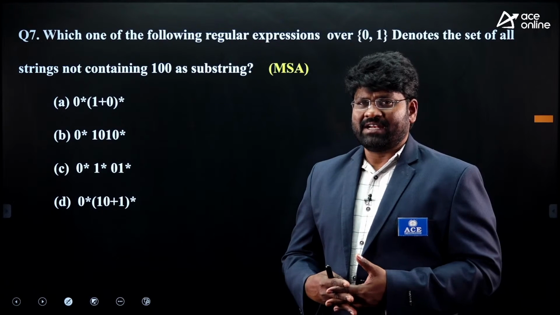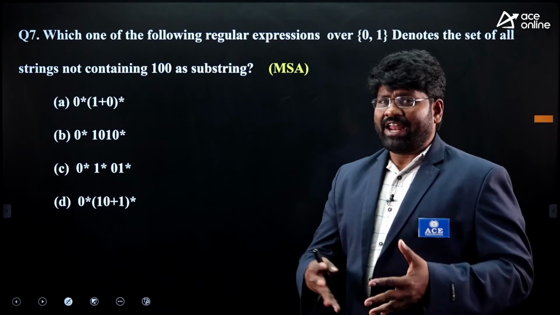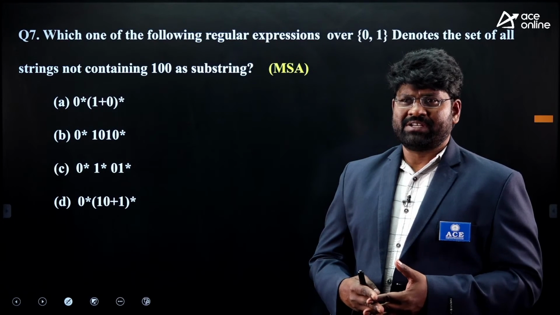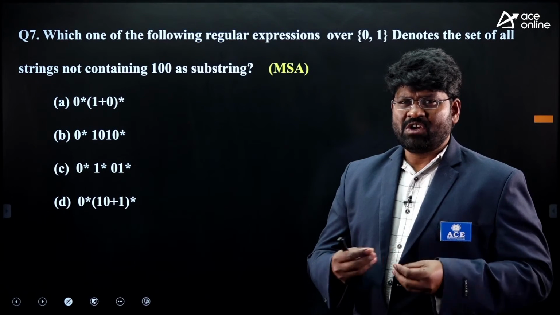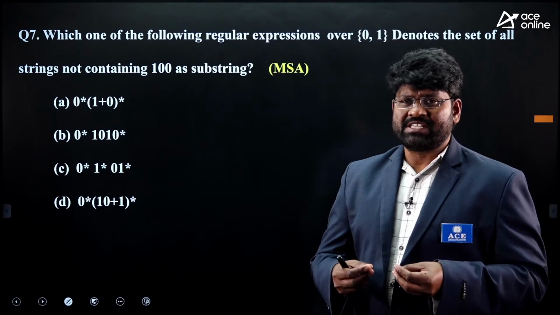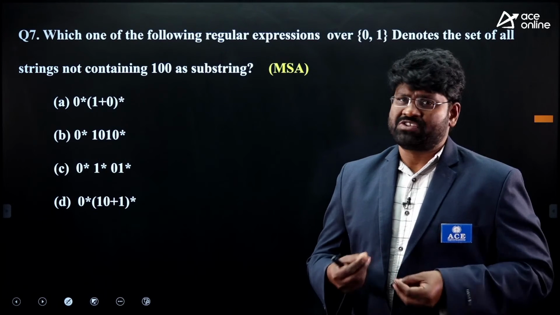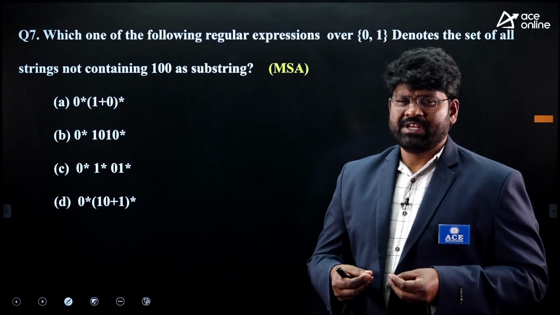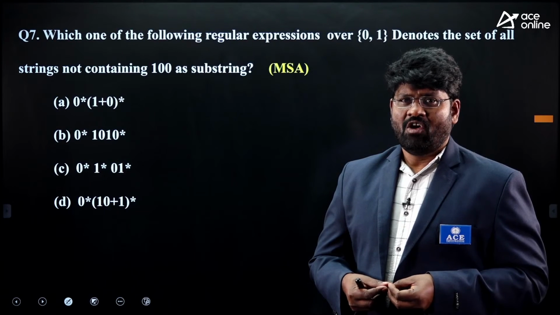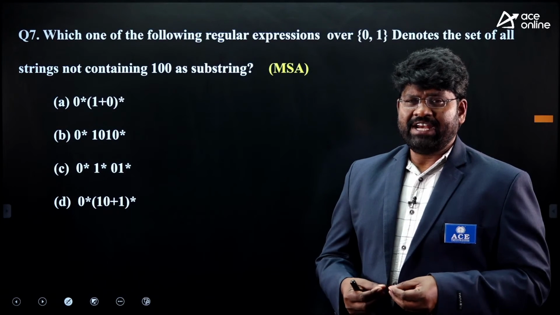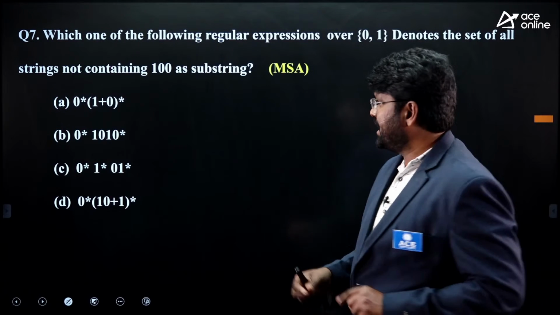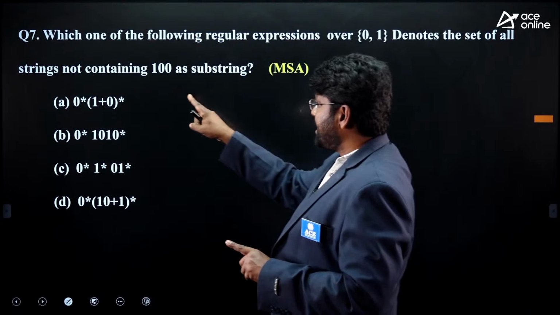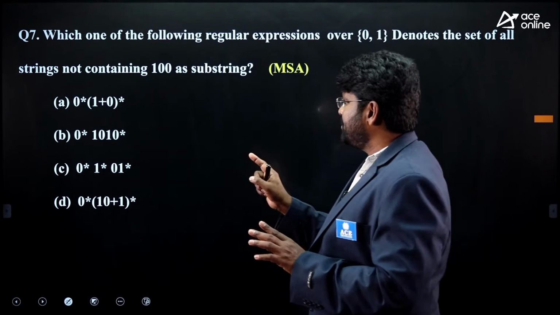Then how do we determine that? That's what I'm saying here. Please look at the problem statement and list out all possible strings of the statement, right from the very smallest string. Write down all possible strings as per the problem statement or language statement. Look at this: denote the set of all strings not containing 1, 0, 0 as a substring.